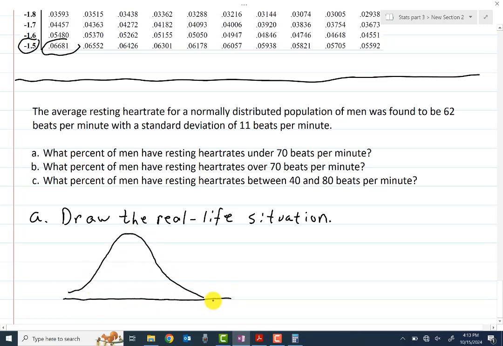They're all going to be bell curves because you have to be told it's a normal distribution. And you can see that it's a heart rate for a normally distributed population of men. If you don't know that it's normally distributed, then you don't know that you're dealing with a bell curve. Now what they did here is they gave us the mean was 62. So under this highest point will be 62. Let me put the 62 for my mean. The standard deviation was 11.